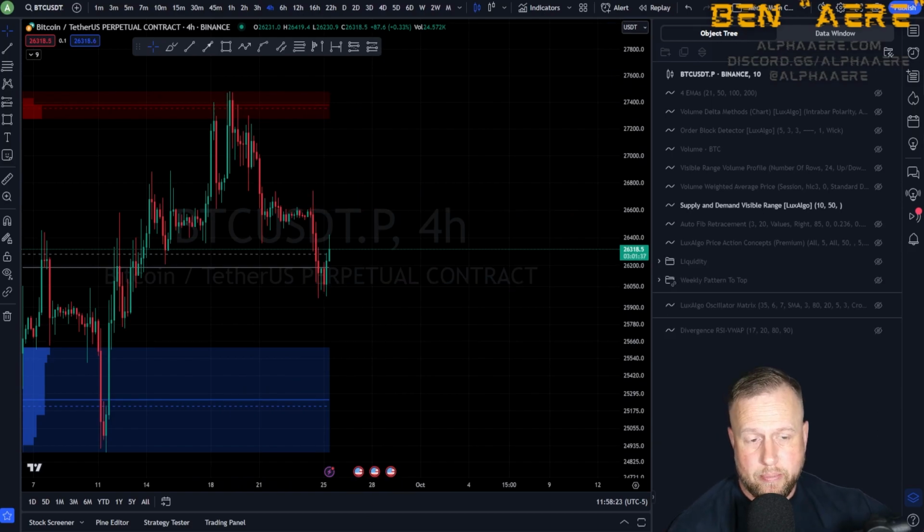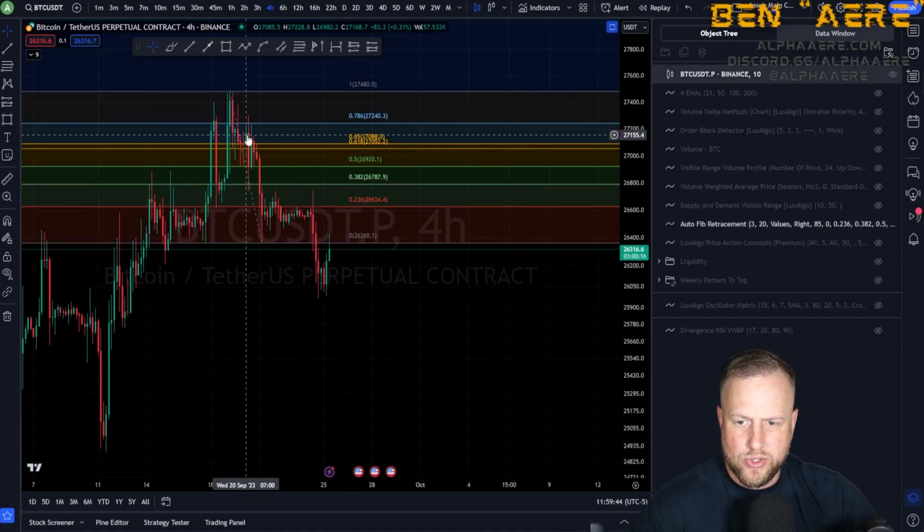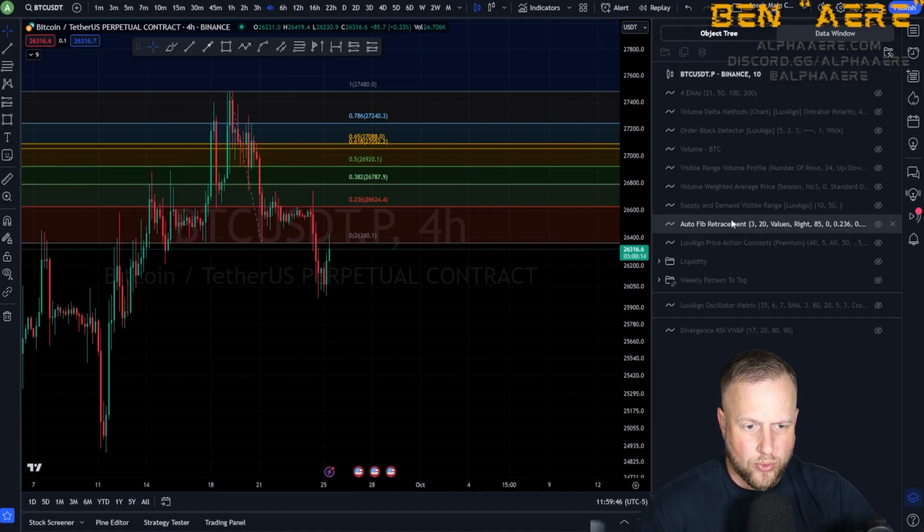That is supply and demand visible range, another free. So far, everything's free that we've gone over. You don't need to pay for any of these. But supply and demand visible range, throw it on there. Object tree, flip it on, and you can see here it automatically draws it for you.